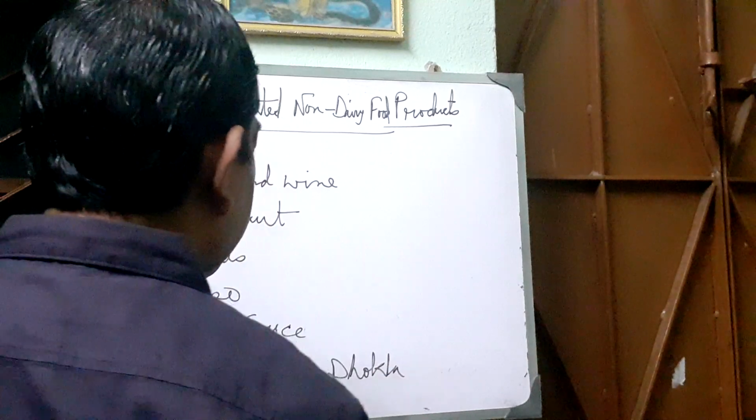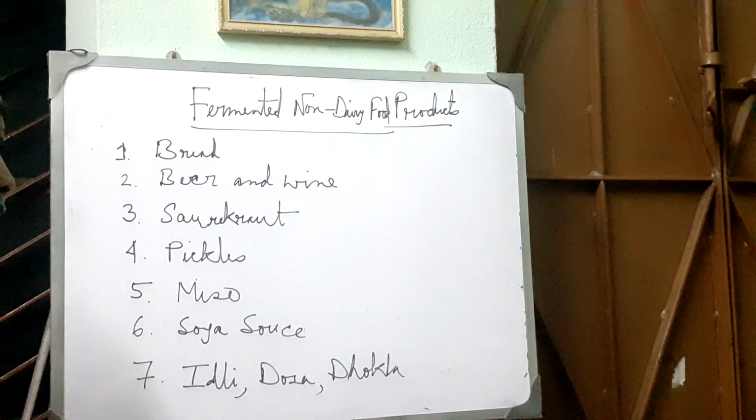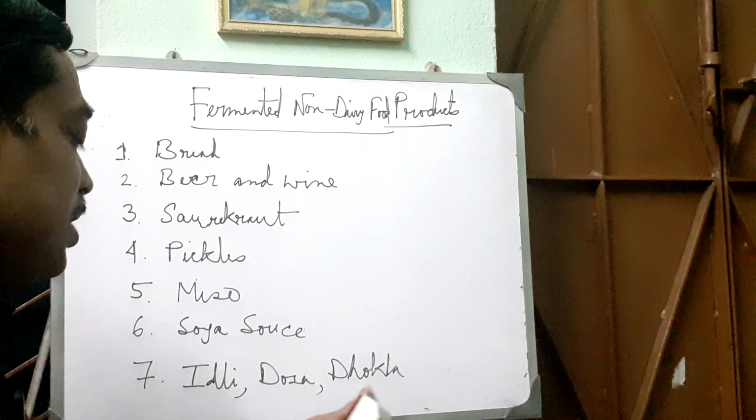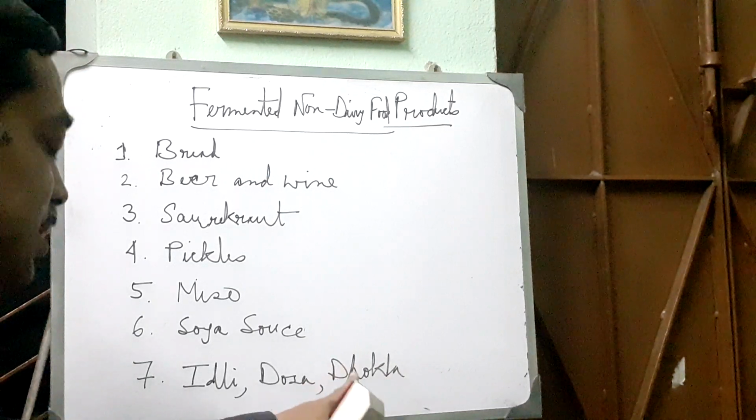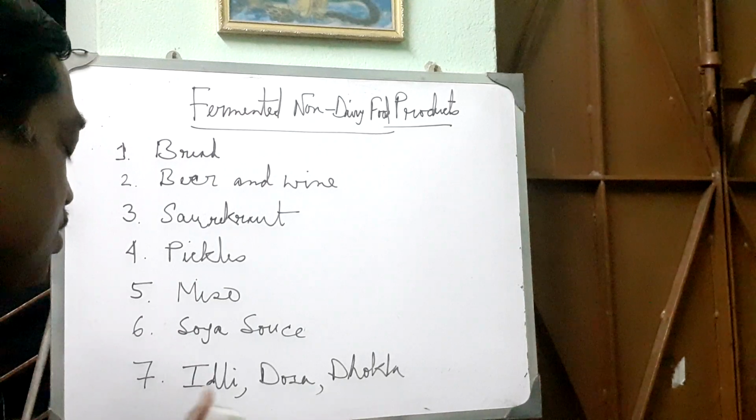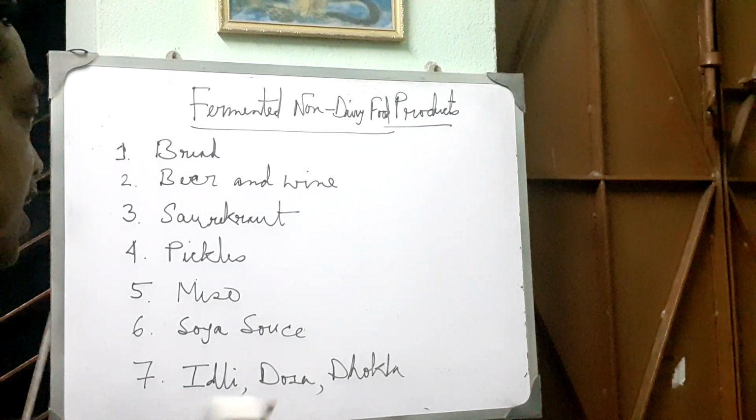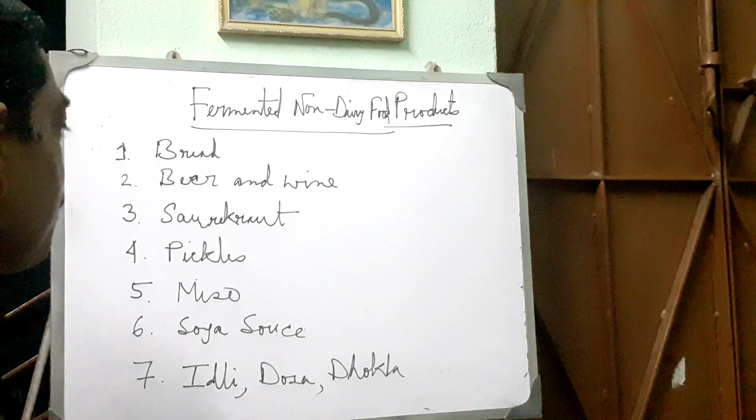The dhokla is not a South Indian product. It is a North Indian fermented food product. Sorry, they are not dairy products. Idli and dosa are also popular in South India. So bread, first we come to the bread.